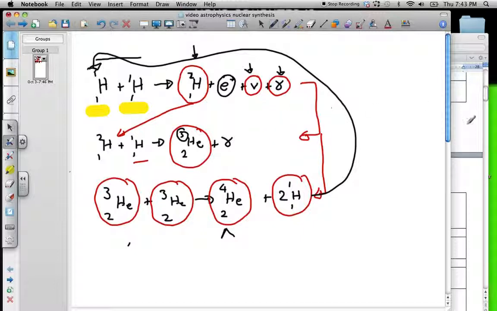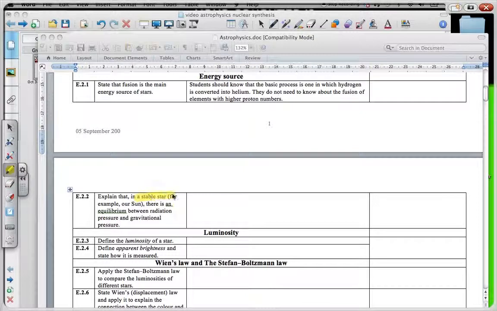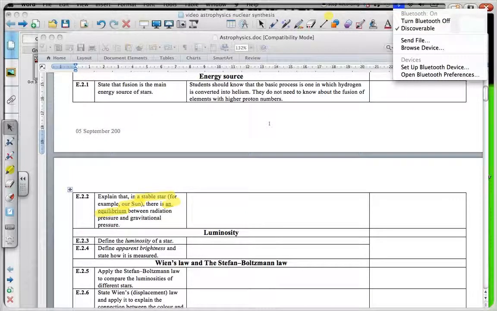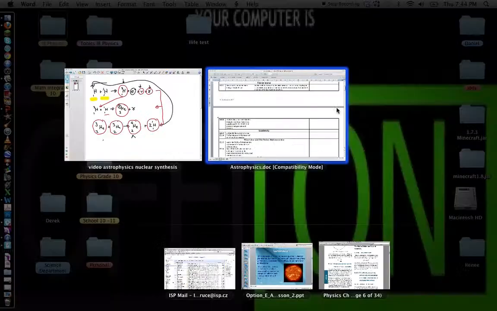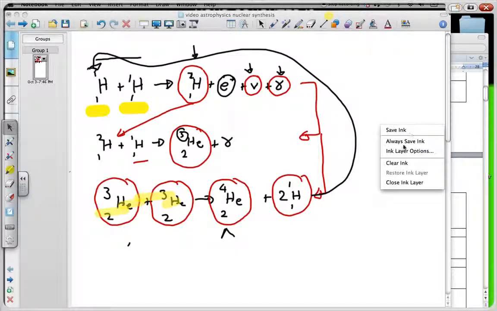Now, if we go back to our discussion here, I'm just going to talk about this over here. Explain that in a stable star, for example, our sun, there is an equilibrium. There's equilibrium between the radiation pressure and the gravitational pressure. So we'll just talk about that for a bit, going back to over here, and we'll discuss this a little bit in more detail.